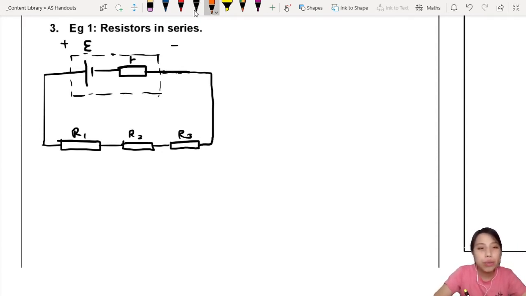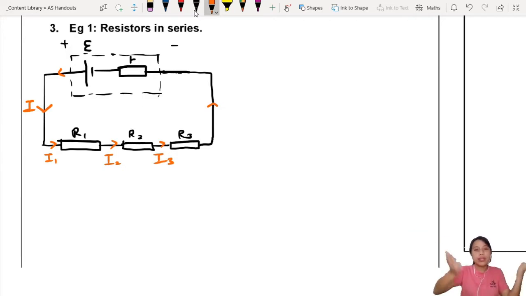So the current will flow out of the battery. We call this current I. Then you have a current flowing through the first resistor, so we call this I1, and this I2. You say, Miss, shouldn't it all be the same? Yes, hang in there. Then the battery current will flow back. Same current flowing through everything, because charge cannot go anywhere.